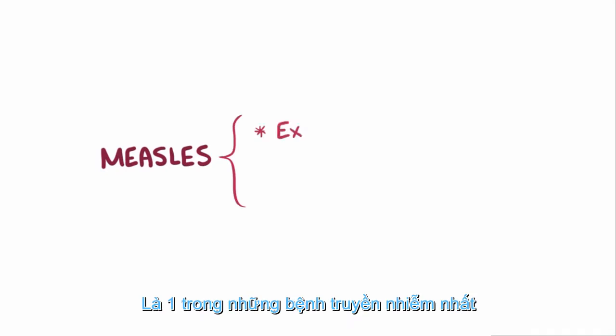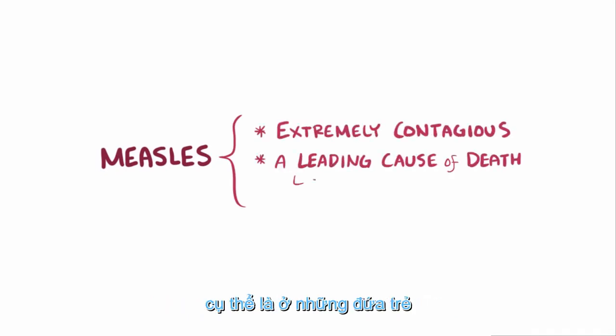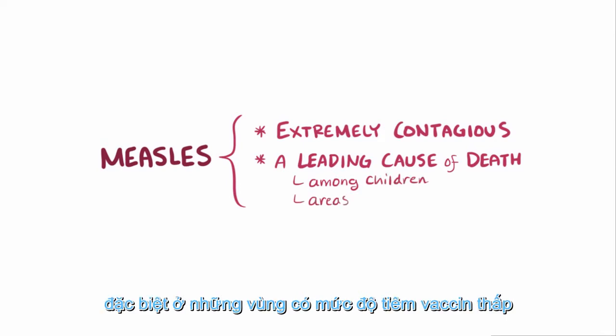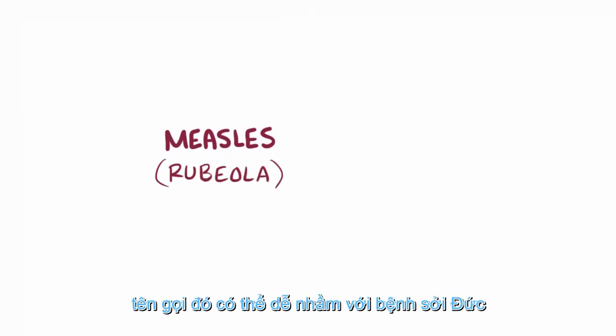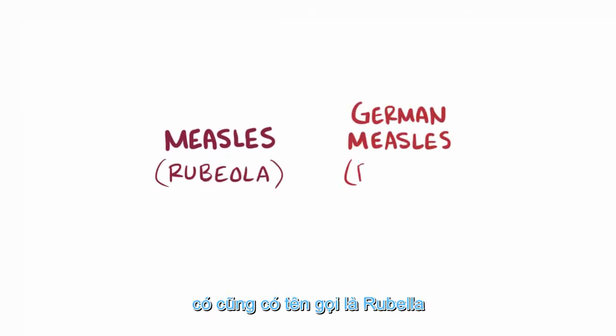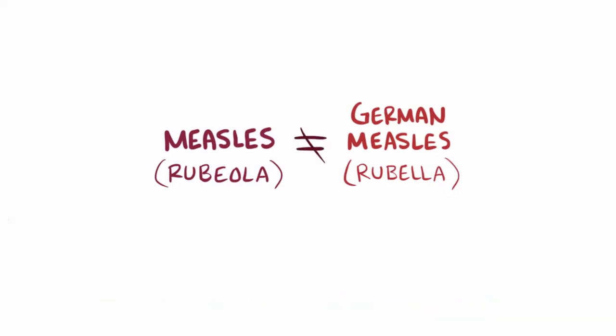Measles is one of the most contagious infectious diseases and remains a leading cause of death, particularly among young children, especially in areas with low rates of vaccination. Measles is also called rubeola, which can easily get confused with German measles, which is also called rubella. Similar sounding names, but very different viruses.